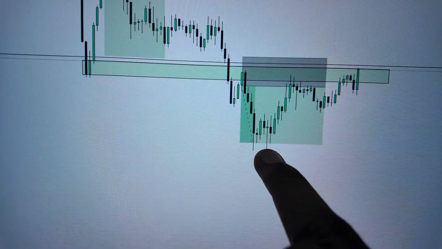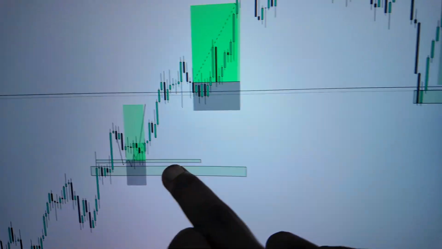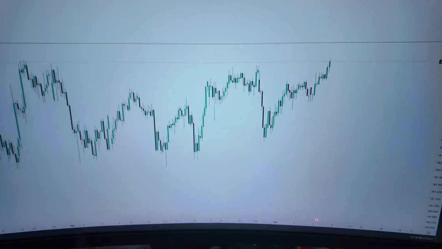And the reason why my TP was at this level: if we go back to our first trade, you can see that we reacted at this level. So since we reacted at this level, I needed my TP to be at that level. So yeah, I needed my TP to be at that level.